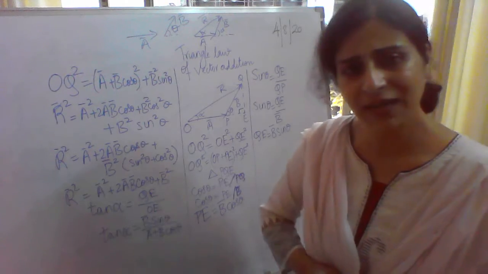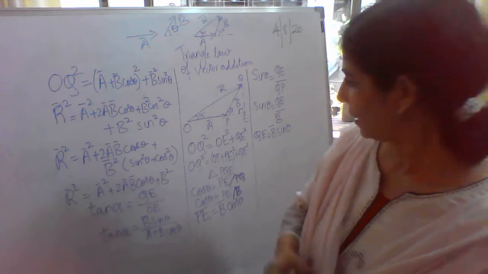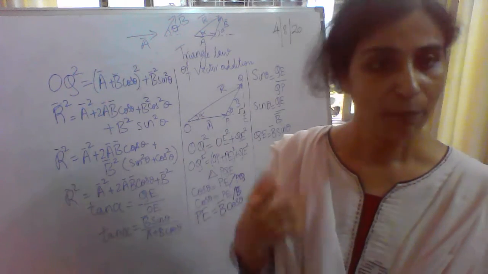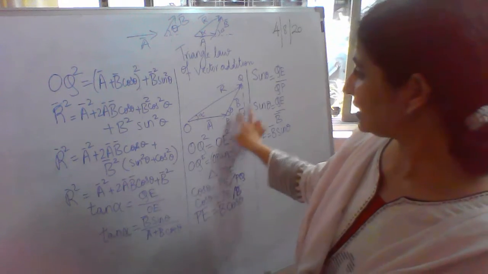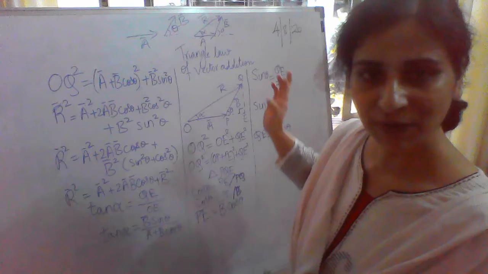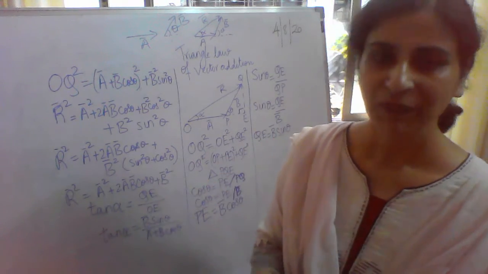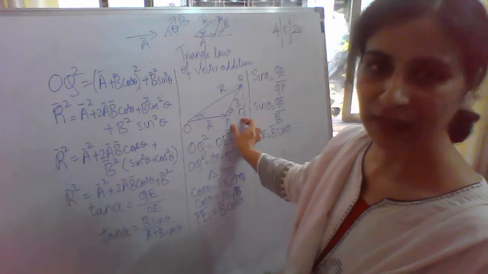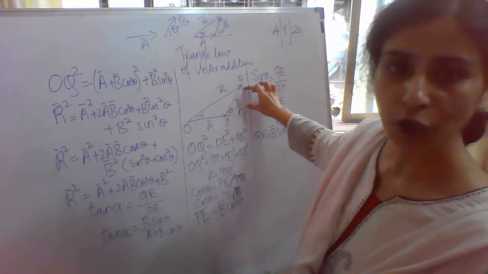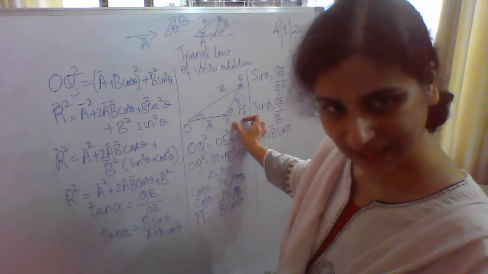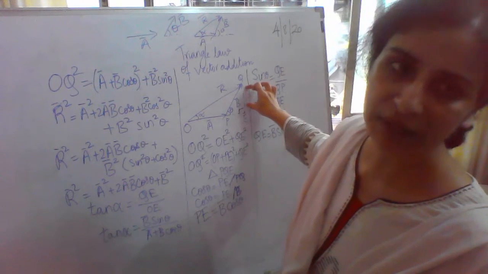So what did I achieve? I want to write the Pythagoras theorem for this whole triangle. But because I don't know what these extensions are, I am trying to find them with respect to the vectors. So I got PE to be B cos theta and QE to be B sin theta.